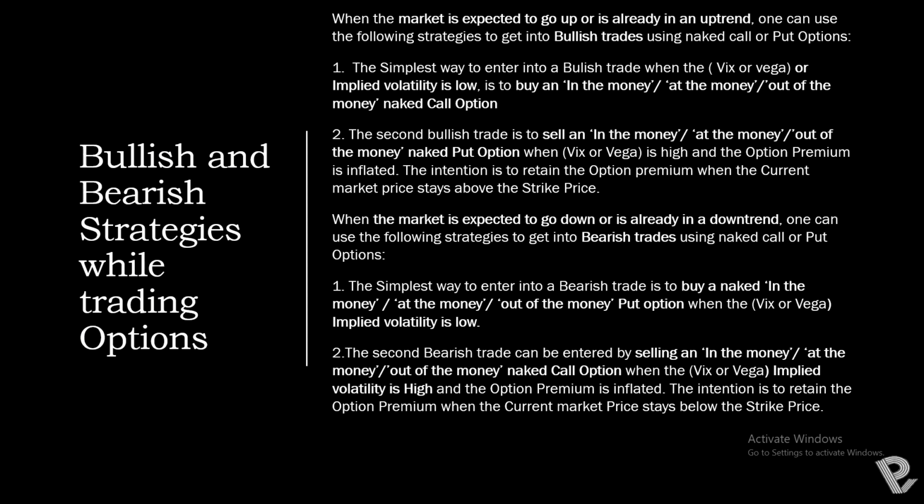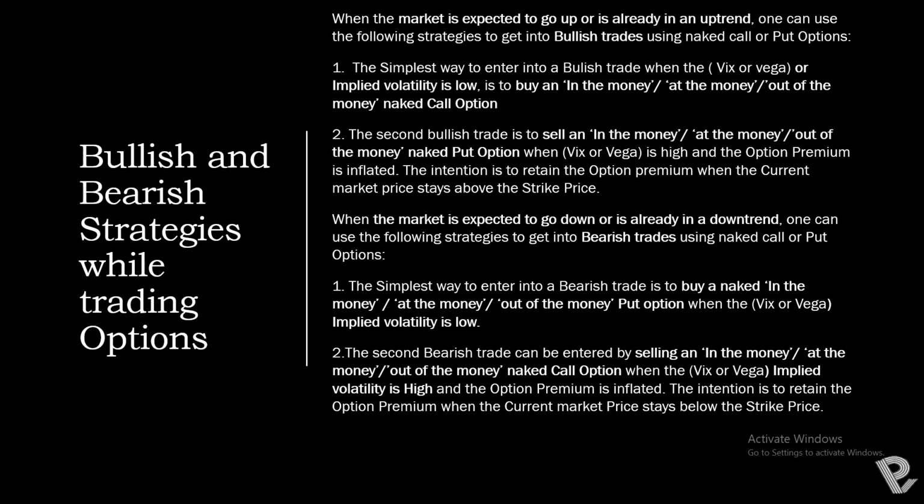When the market is expected to go down or is already in a downtrend, one can use the following strategies to get into bearish trades using naked call or put options. The simplest way to enter into bearish trade is to buy a naked in the money, at the money/out of the money put option when the VIX or Vega or implied volatility is low.